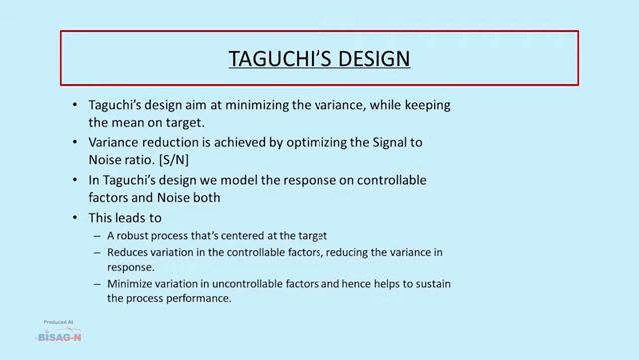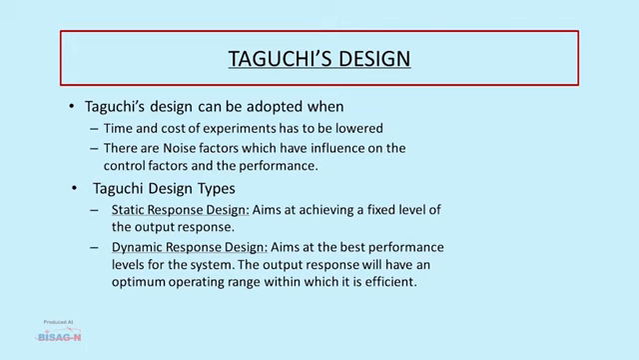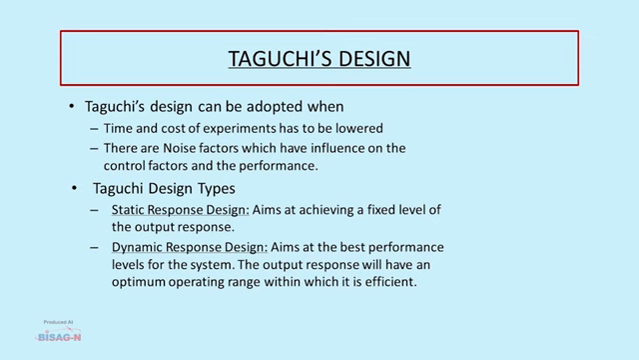Reduction in variation of the controllable factors reduces the variance in the response, and minimizing the variation in the uncontrollable factors helps to sustain the process. The Taguchi design can be adopted when the time and cost of experiments have to be lowered. There are a number of noise factors that influence the performance of the system, and there are different types of Taguchi designs: a static response design, in which a particular fixed value of output has to be achieved, and a dynamic response, which aims at the performance of the system, where the optimum output response is a range within which it is efficient.